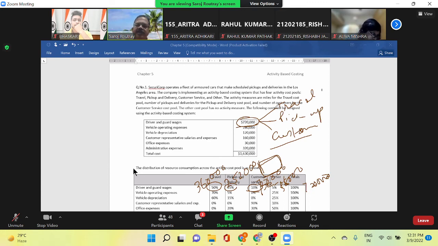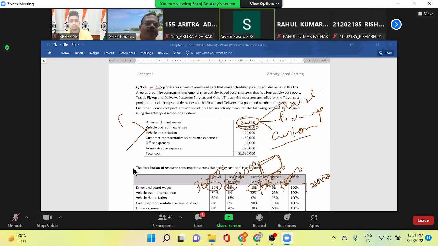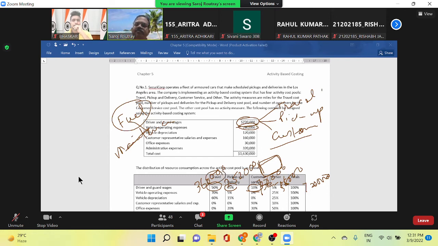Okay. Then next one is vehicle operating expenses. Can you tell me what will be vehicle operating expenses? So repair and maintenance. Fuel and repair maintenance. And this fuel and repair maintenance is because of traveling, mostly because of traveling. So this 2,80,000, 70% will be for traveling.